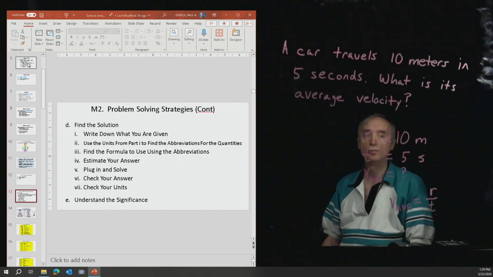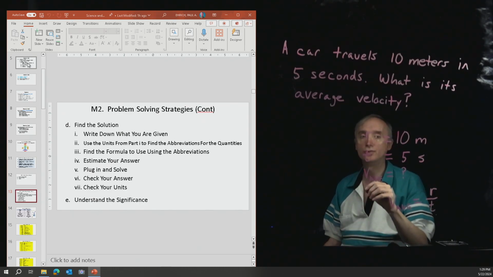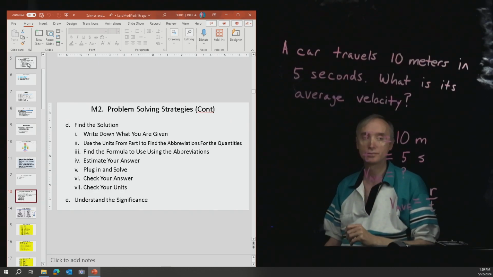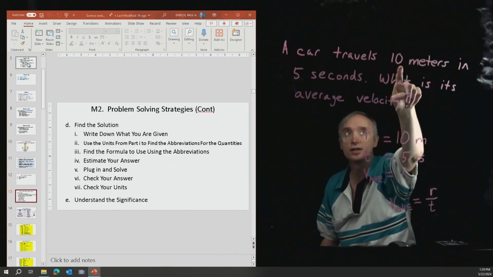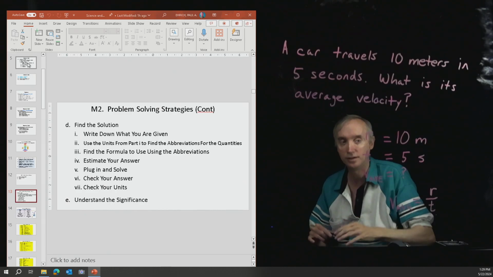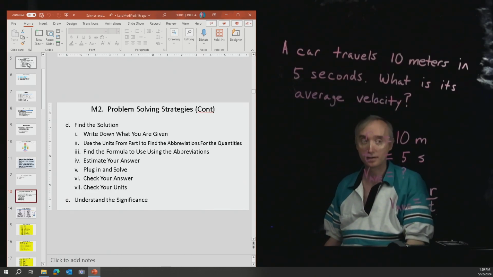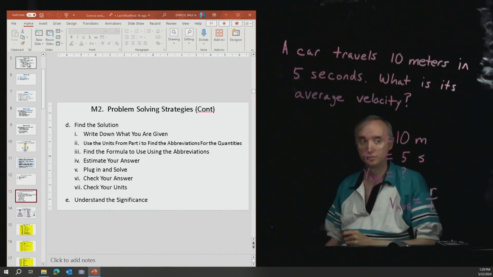Okay, now next it says to estimate the answer. So before you even do the math, estimate what the answer is. So can you visualize something that could travel 10 meters, which would be about 30 feet in English units, in 5 seconds? So would that be traveling fast or would it be traveling slow? Relatively slow. So we're not talking about, for example, a race car. Okay, so this is going to be relatively slow.